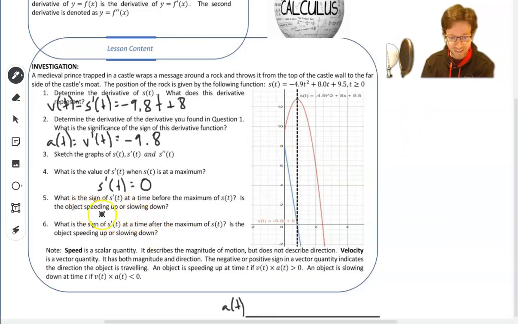All right, let's go to the next question. What is the sign of the derivative at a time before the maximum? So before the maximum would have been here. Here's before the maximum. And so the derivative is somewhere here. So that's a positive sign.